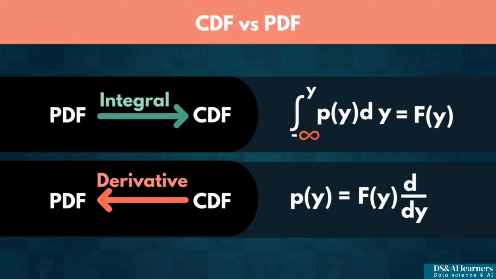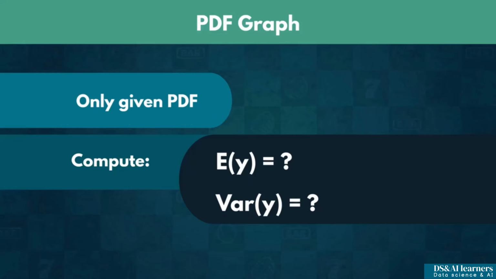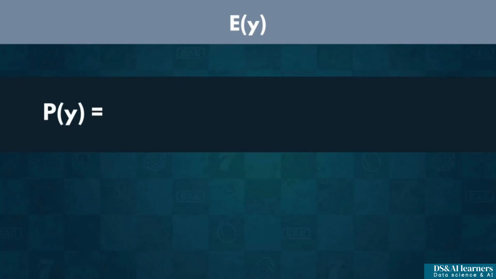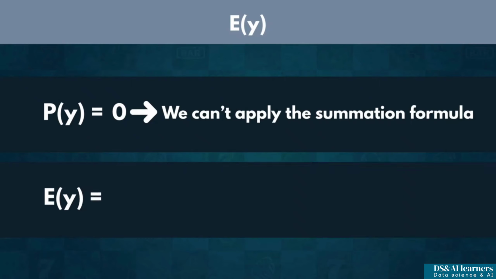Okay. Oftentimes, when dealing with continuous variables, we are only given their probability density functions. To understand what its graph looks like, we should be able to compute the expected value and variance for any PDF. Let's start with expected values. The probability of each individual element y is 0. Therefore, we cannot apply the summation formula we used for discrete outcomes. When dealing with continuous distributions, the expected value is an integral. More specifically, it is an integral of the product of any element y and its associated PDF value over the interval from negative infinity to positive infinity.